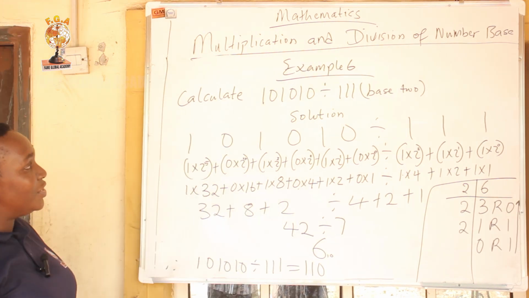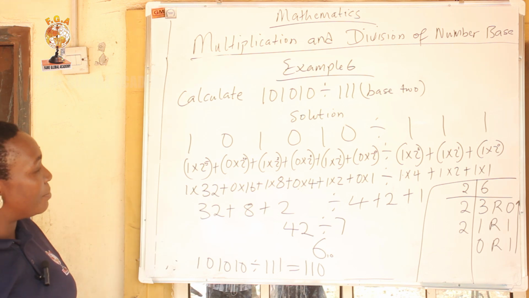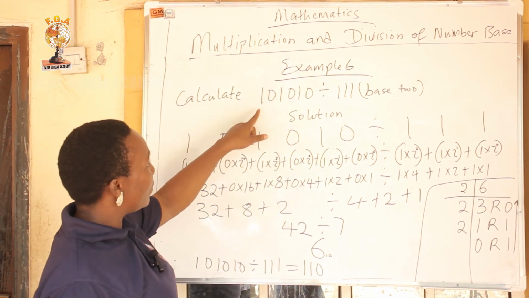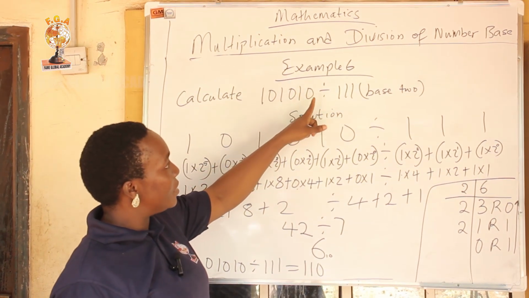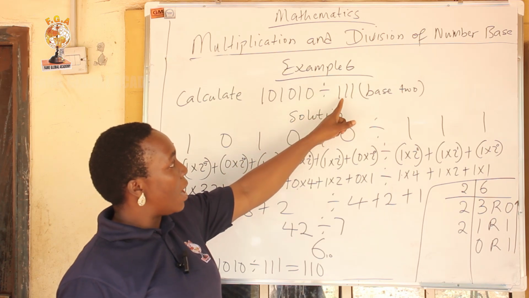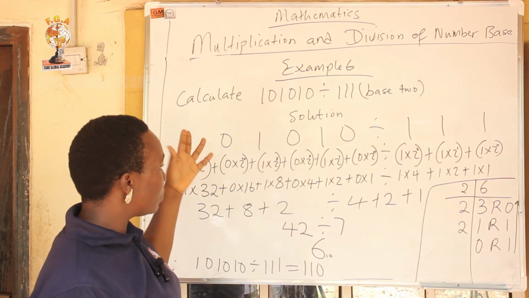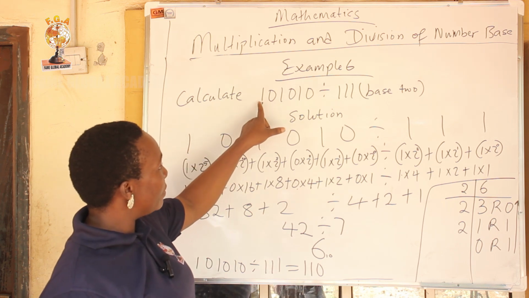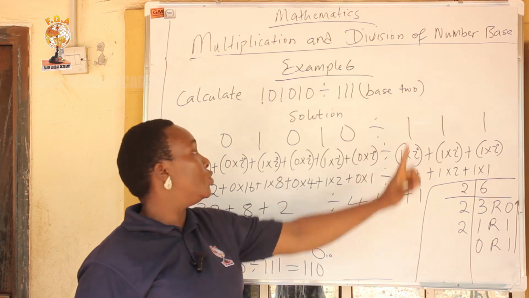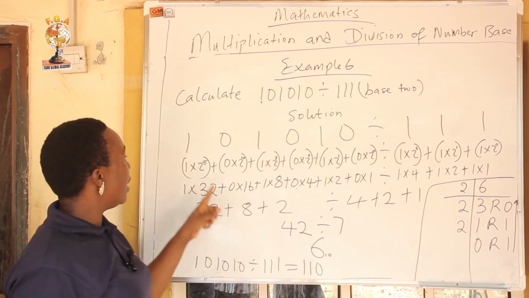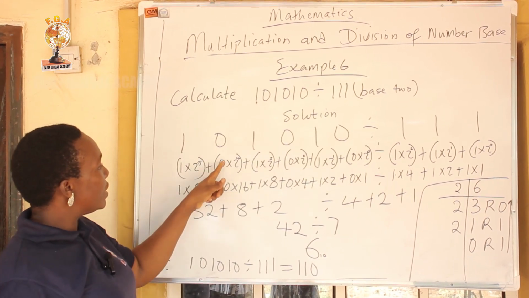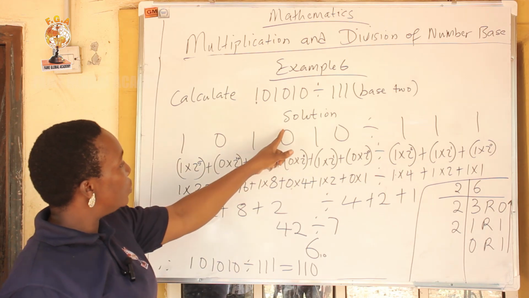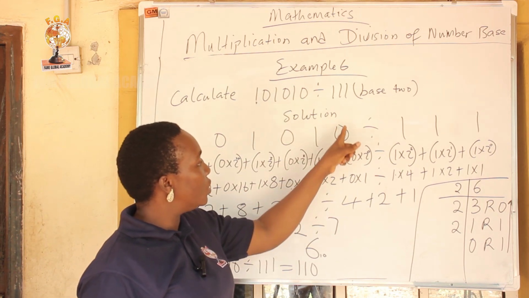Okay, so let's just go through example 6 again. We say calculate 101010 divide by 111. Just like what we have been doing before, you expand them, multiplying each digit with the base, which is 2, and that's what we have here. 1 times 2, 0 times 2, 1 times 2, 0 times 2, 1 times 2, 0 times 2.